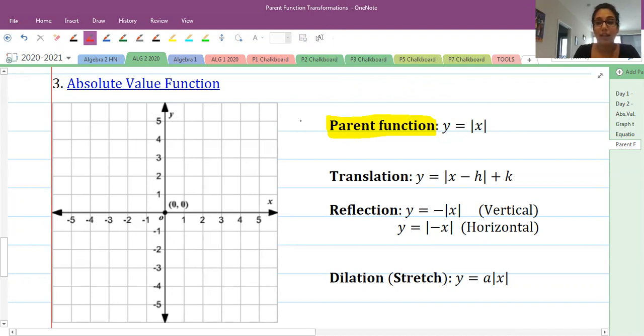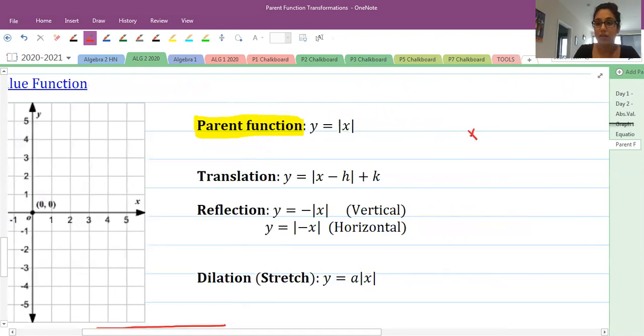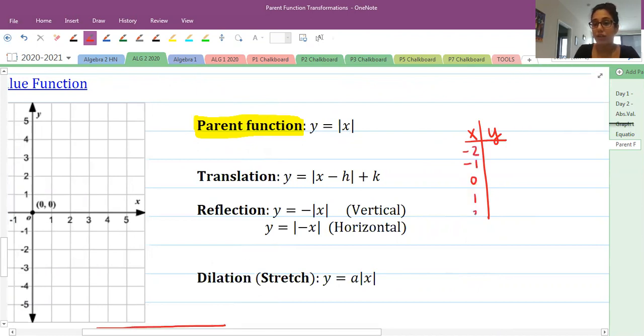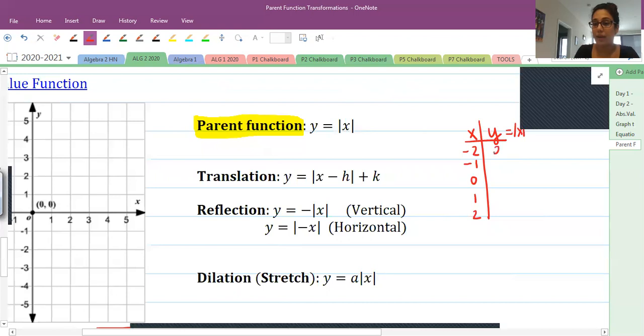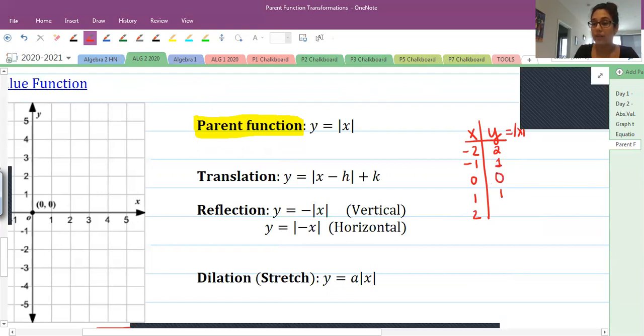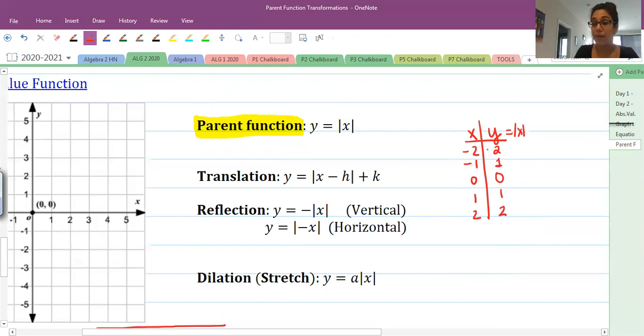So let's do that. Let's make a table. I'm going to go from -2 to 2. So for -2, this is the absolute value of x, the absolute value of -2 is +2. The absolute value of -1 is +1. The absolute value of 0 is 0, 1 is 1, and 2 is 2. Remember, absolute value always becomes positive. So this looks very similar to parabolas in the sense that it is symmetrical over one point.